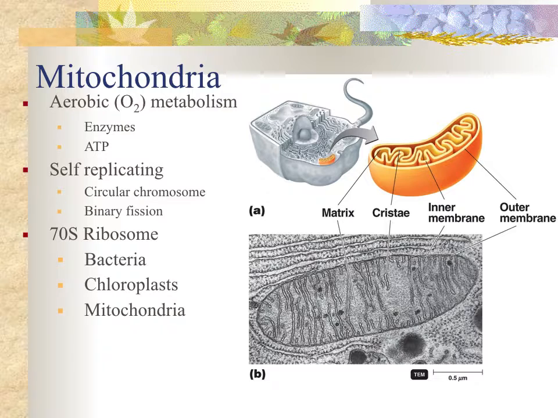Mitochondria are kind of unusual in that they are self-replicating. They can replicate independently of the nucleus. They have their own chromosome and they undergo binary fission, just like a bacterial cell. Mitochondria also have a 70S ribosome, just like a bacterial cell.